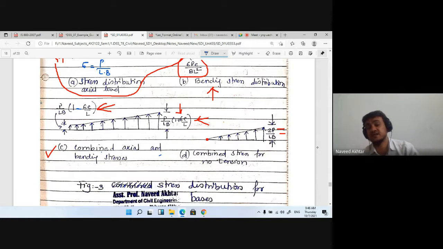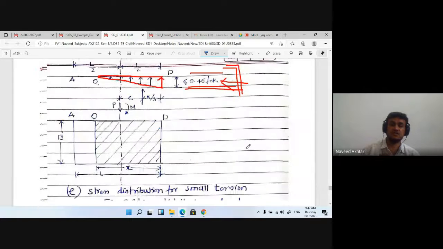Okay? And if there is tension, and if combined stress for no tension, if there is no tension, then at one side there is 0 and then that 2P upon LB will be the maximum stress at another side. So this is the stress distribution for your moment resisting base. Okay, so that you can calculate it. There are three cases you can go.